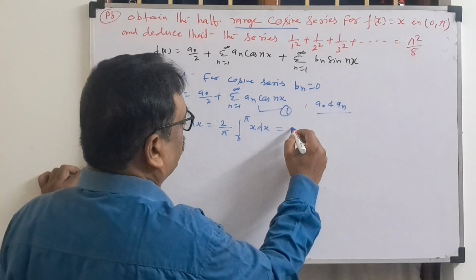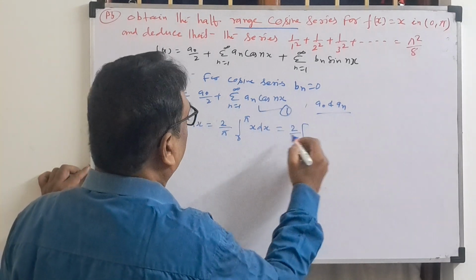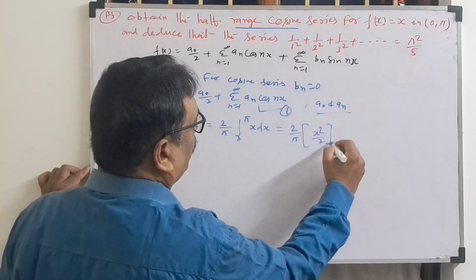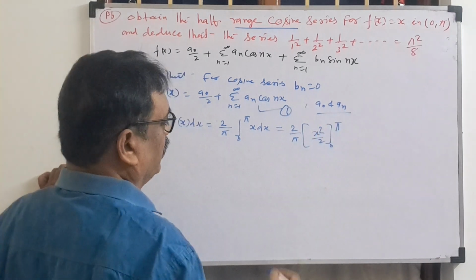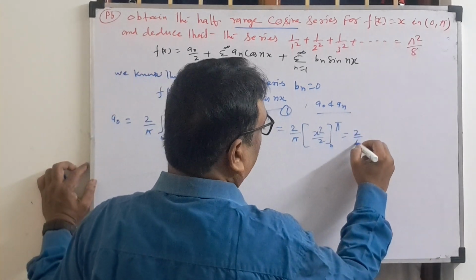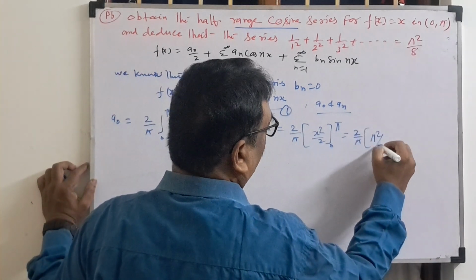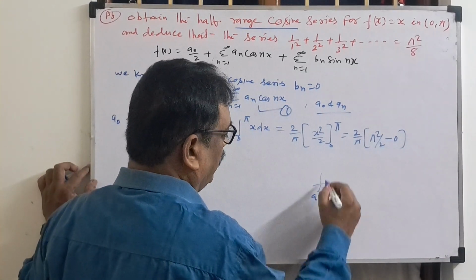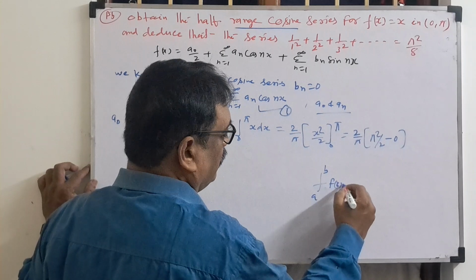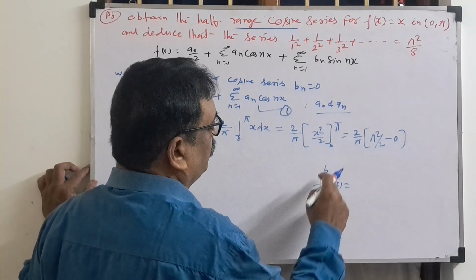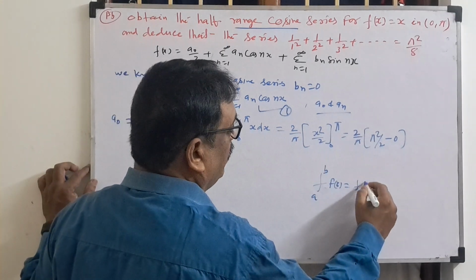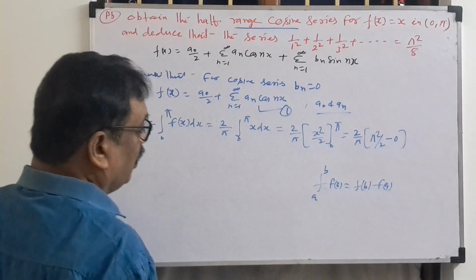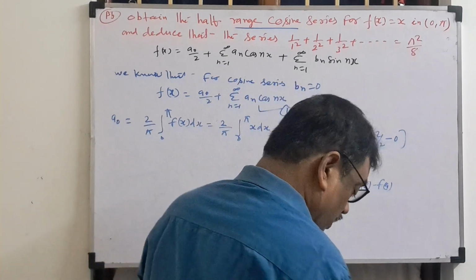So you integrate this: 2 by pi, then x square by 2 will come. Apply the limit, upper limit minus lower limit. What is the upper limit here? Pi. So it will come pi square by 2 minus 0. Already I told, if the limit is a to b for f(x), the process to substitute the limit is f(b) minus f(a), upper limit minus lower limit.